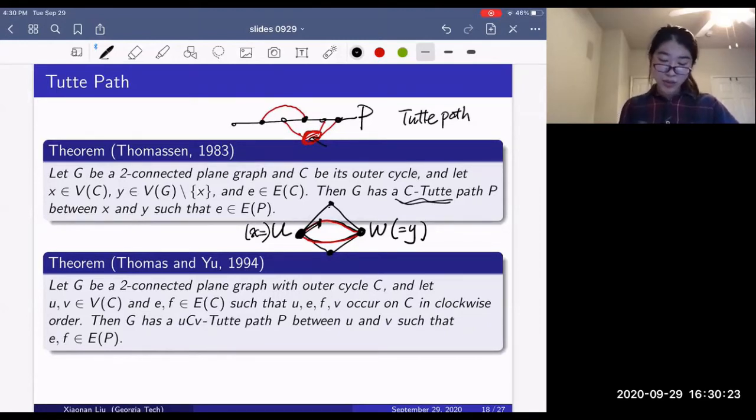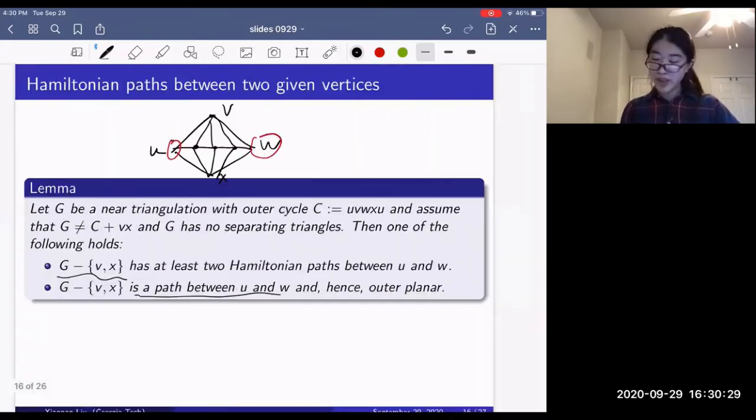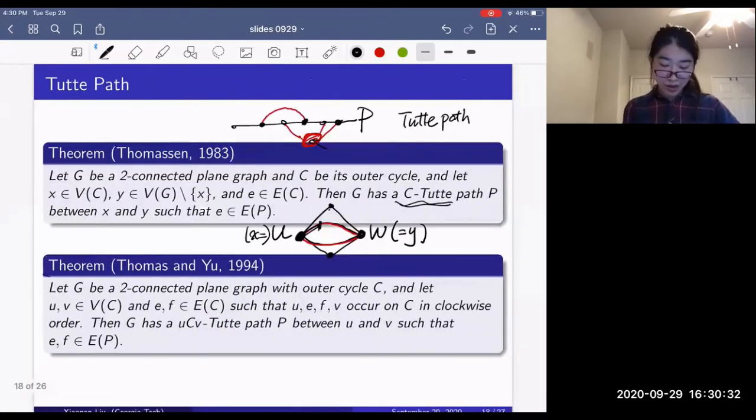So this is for the first lemma, the path between U and W. For U and V, we use another theorem. Thomassen and Yu showed that if G is a two-connected planar graph with outer cycle C, and U and V are two vertices on this cycle, and E and F are two edges on this cycle, then we can find a C-third path P between U and V such that E and F are in P.